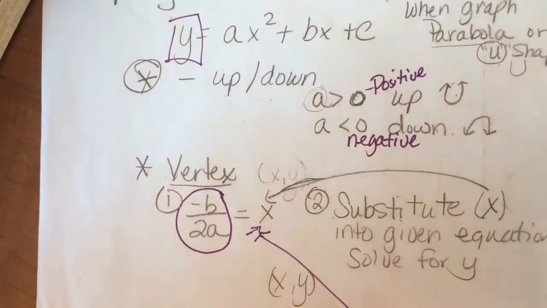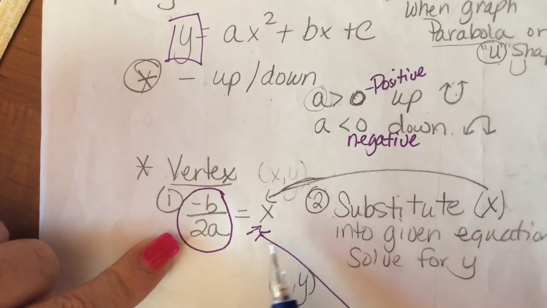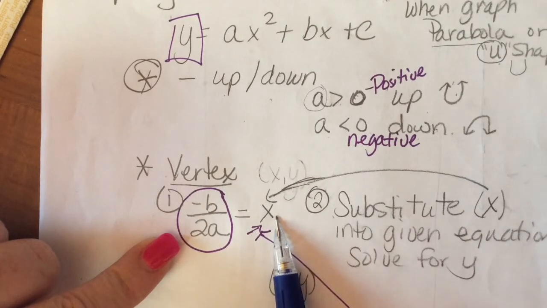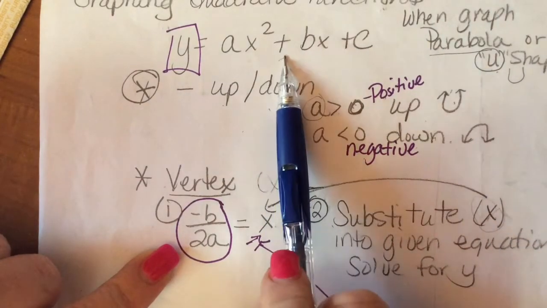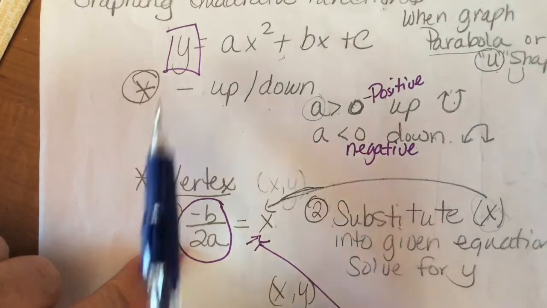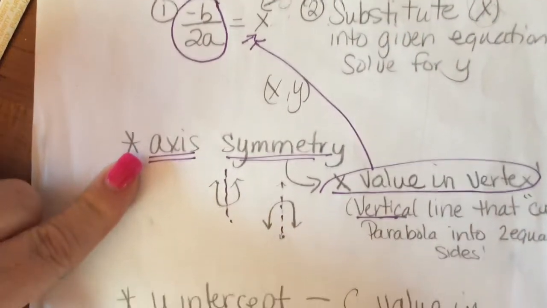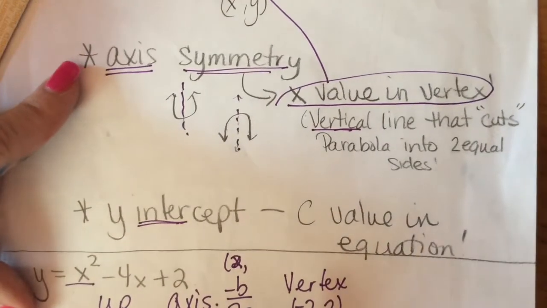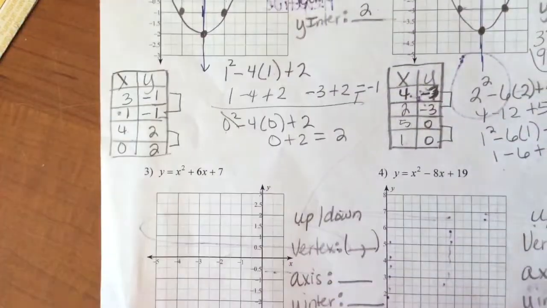To find the vertex, we do negative b divided by 2a. Then that'll give us our x value. Then to get the y value, we plug that back into the equation that they would give you and solve for y. Then the axis of symmetry is the x value that we found. And then the last thing you do is find your y-intercept, and that is your c value in the equation. So let's take a look at that for number 3.